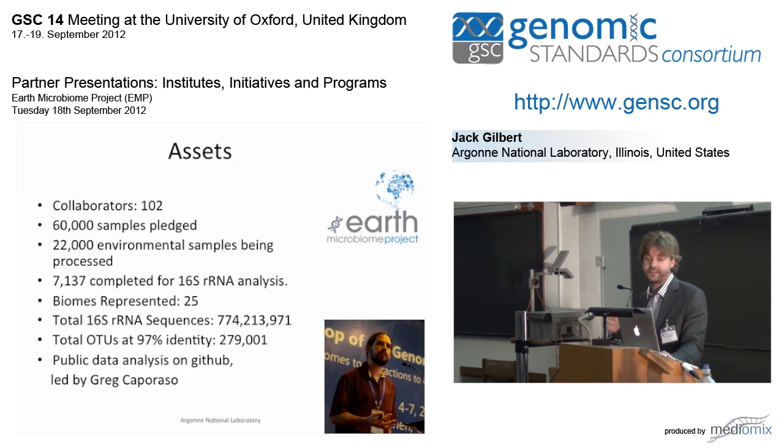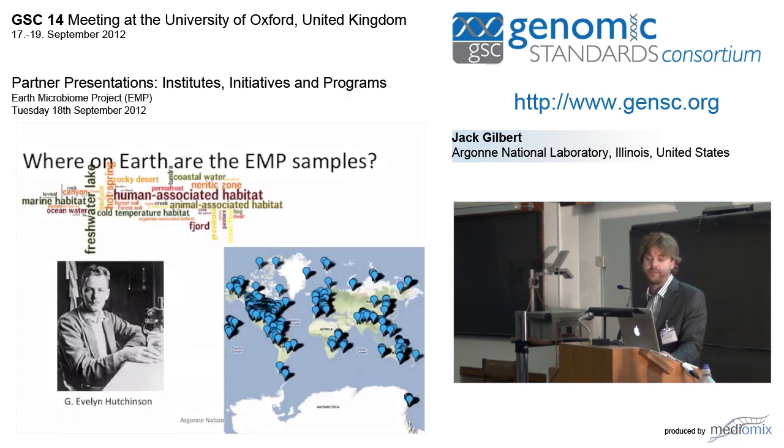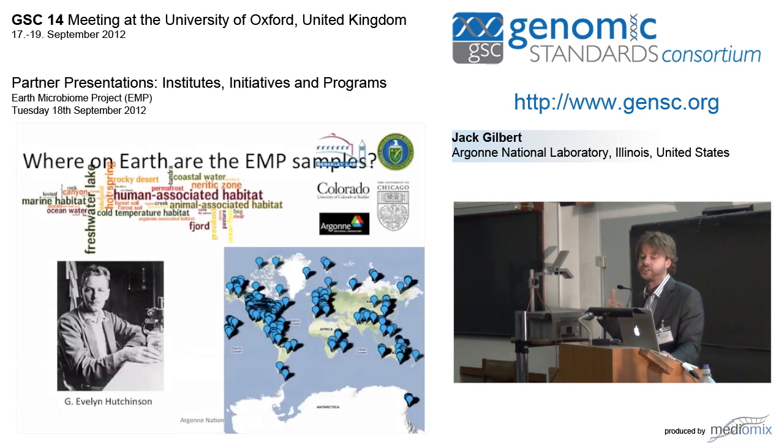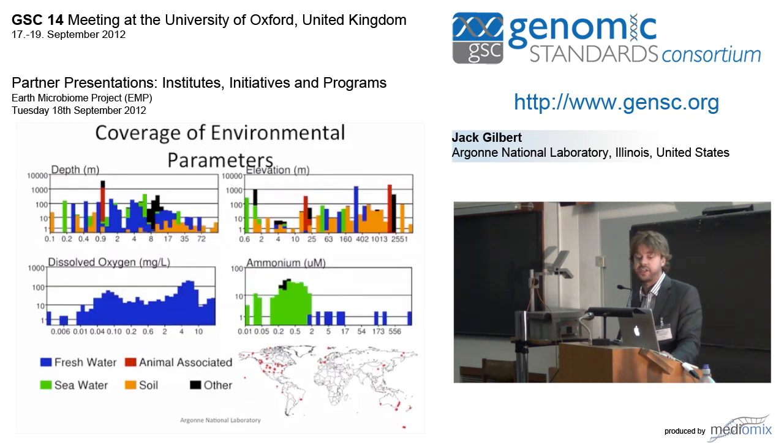The public dataset is being analyzed on GitHub in a crowdsourcing effort, so anybody can get involved, anybody can help us out with this, and it's being led by Greg Caporaso. We're generating network analyses so we can understand how bacteria are shared between environments. We're working with the community to actually look at these systems with the goal to not only cover the map, but cover the environmental parameter space. So, individual environments have particular environmental parameters at particular times. That's what we're interested in covering.